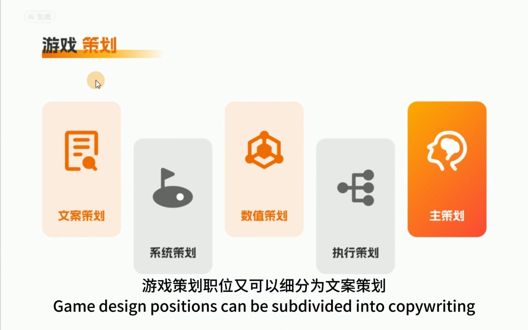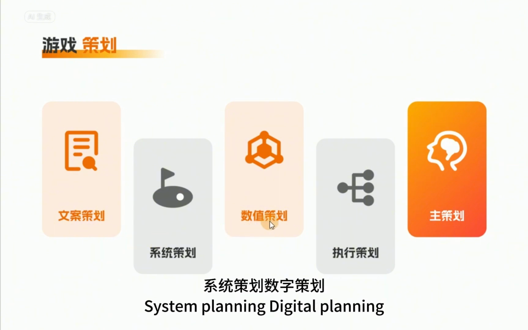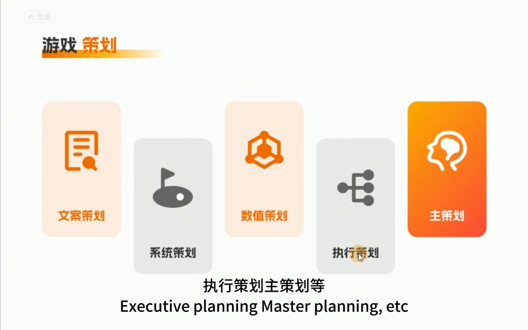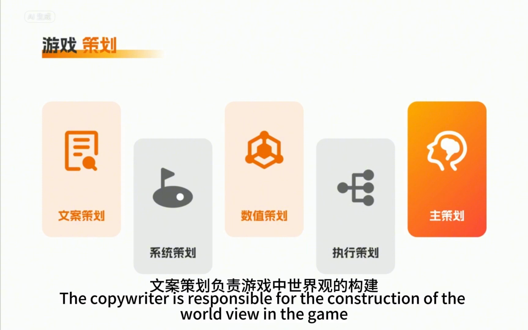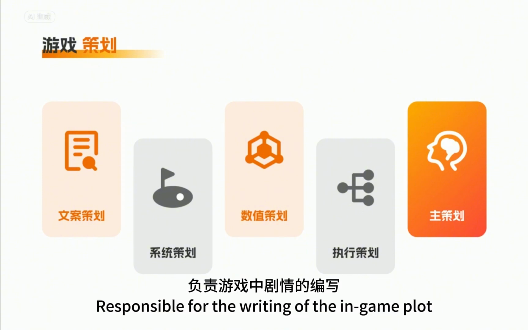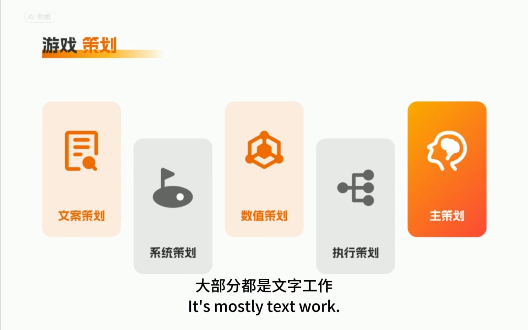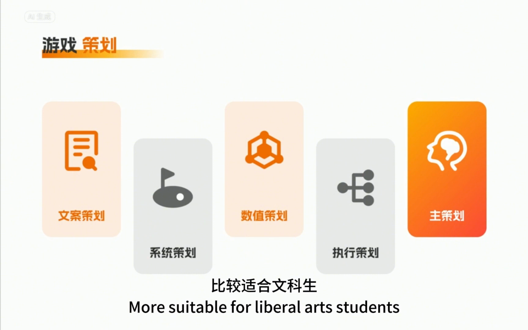Game design positions can be subdivided into copywriting, system planning, digital planning, executive planning, master planning, etc. The copywriter is responsible for the construction of the worldview in the game, responsible for the writing of the in-game plot. It's mostly text work, more suitable for liberal arts students.